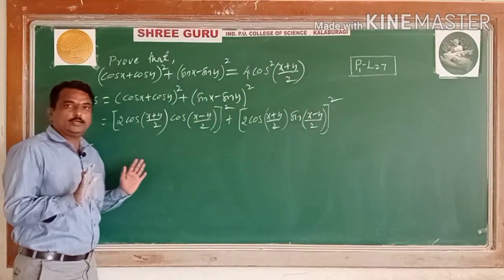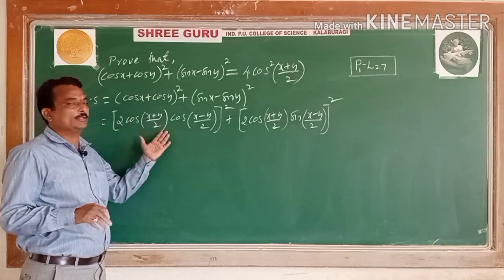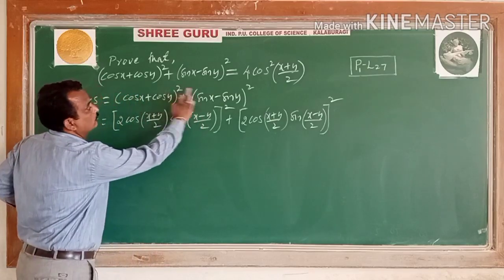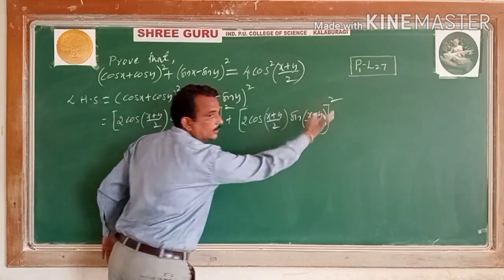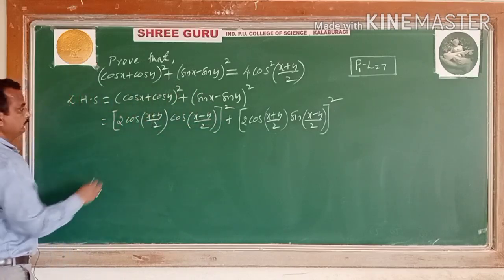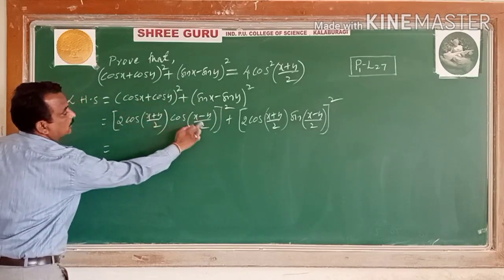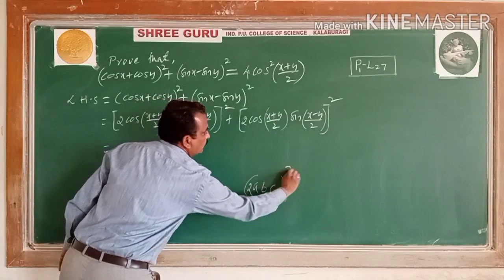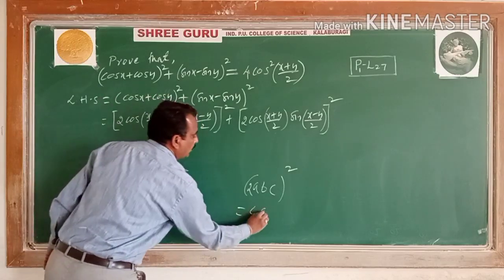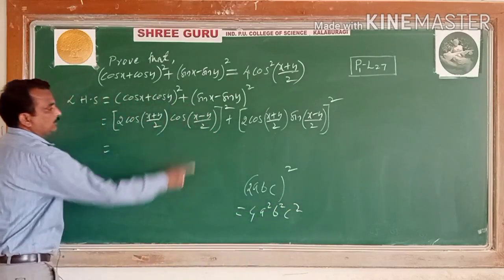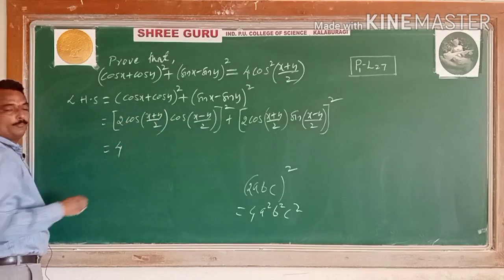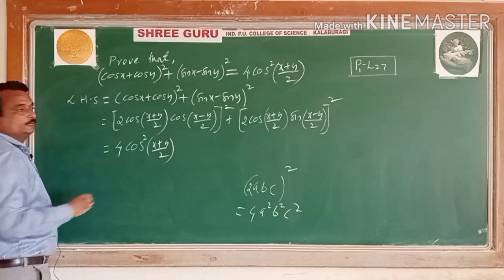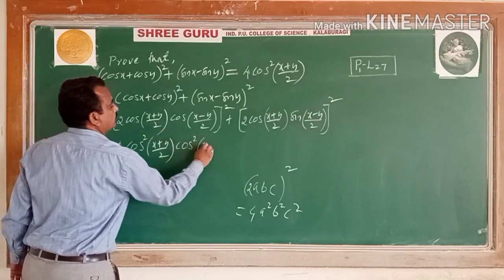See, students, what we have done: we have applied the cos c plus cos d formula and the sin c minus sin d formula within the bracket, and taken the squares as they are. In the next step, you may take that square inside. So the square of all the terms, multiples, like 2 times a, b, c whole square. You may square it: 4a square, b square, c square. So this is 4 times cos square of (x plus y) by 2 into cos square of (x minus y) by 2.